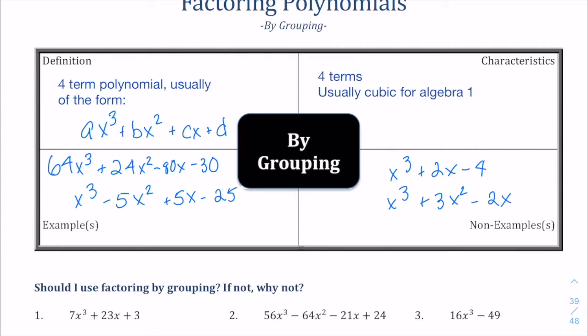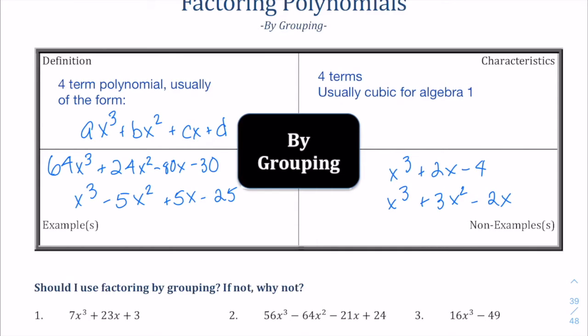In this lesson we're going to be factoring polynomials by grouping. The definition is less clear, so we're just going to describe the types of polynomials we're going to apply this method to. We'll be sticking with 4-term polynomials, usually of the form ax cubed plus bx squared plus cx plus d. Usually the characteristics are 4 terms, and it's usually going to be cubics here for Algebra 1. We might get into a few that aren't cubic anymore.